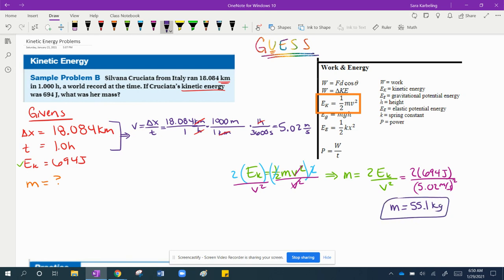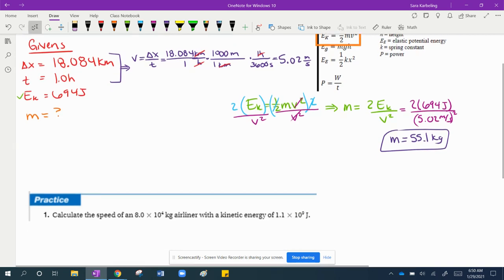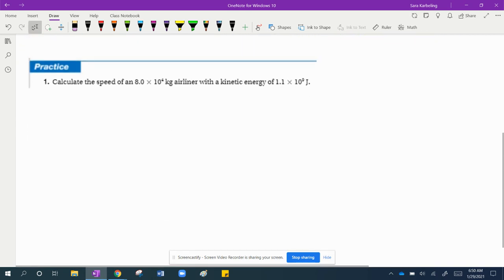All right, I do have one other kinetic energy problem for us to look at, solving it for a different thing. So let's go ahead and take a look at this one as well. So we're going to use the GUESS method as well. So we're going to start with our givens. The question says, calculate the speed of an 8 times 10 to the 4th kilogram airliner with a kinetic energy of 1.1 times 10 to the 9th joules.